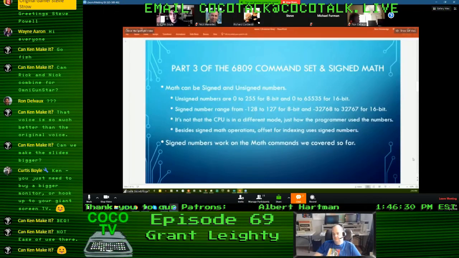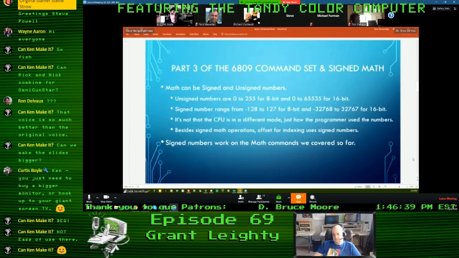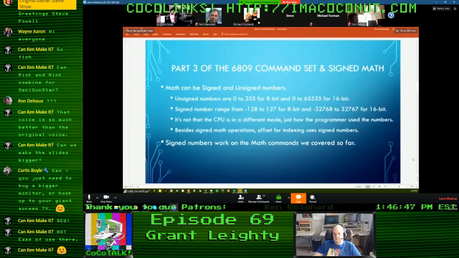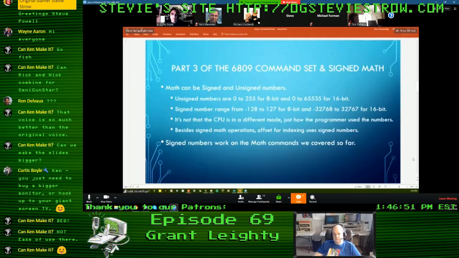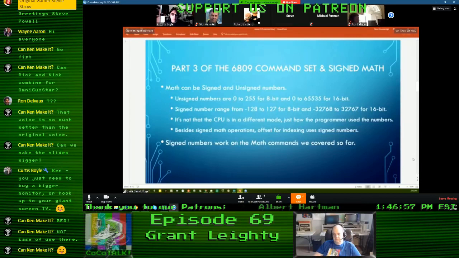Now, there's no special mode going on inside the CPU between positive only numbers and signed numbers. It's just the way the programmer is using those numbers. And besides the sign math operations, things like adding numbers together, offsets for the index registers use signed numbers only.